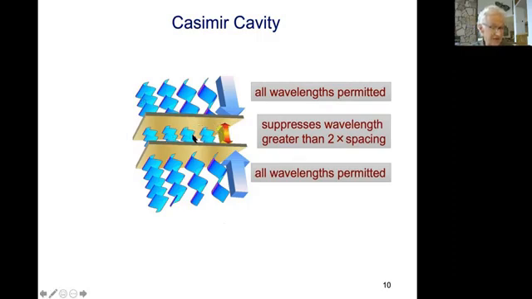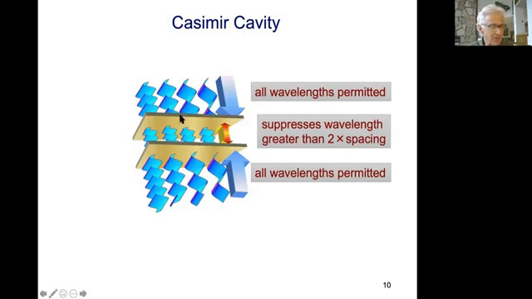Same thing with zero-point energy. Inside a Casimir cavity, all wavelengths that don't meet the appropriate boundary conditions are suppressed. Another way of looking at it is that it suppresses all long wavelengths. So any wavelength greater than twice the spacing of the cavity ends up being suppressed, and other wavelengths are permitted.